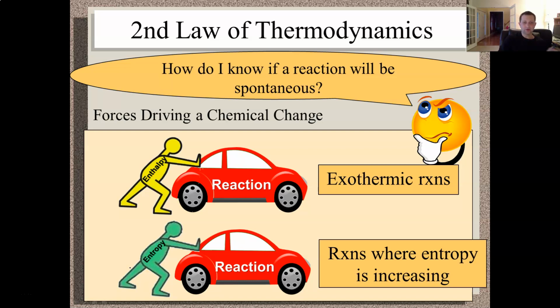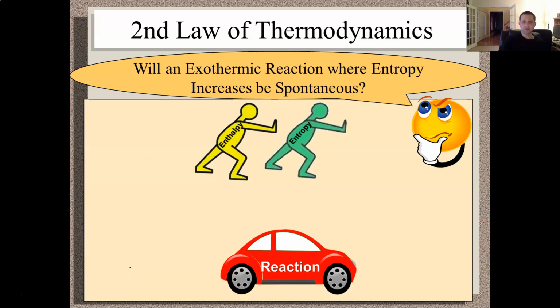So both of those, exothermic reactions for enthalpy and greatly disordered reactions for entropy, will drive the reaction forward in a favorable direction, thermodynamic favorability. So let's take a look at a couple scenarios here and see if the reaction will be spontaneous or not. Let's see if it will be thermodynamically favorable or not. So we have an exothermic reaction where entropy is increasing. So here's our reaction vehicle, right? We want it to move in the forward direction, okay? We want it to be spontaneous or thermodynamically favorable. Let's see if that's going to happen.